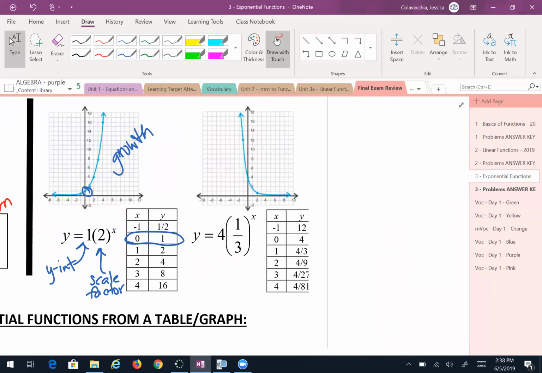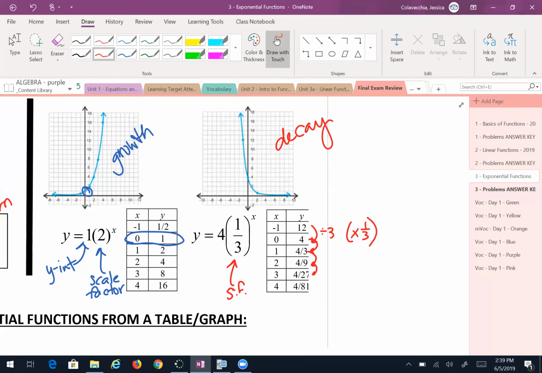The second one that we have here, y equals 4 times 1/3 to the x. Is this growth or decay? Decay. And what are our reasons for decay? Because the graph is going down. What else is happening? Yeah, our scale factor is less than 1. What's our pattern here? Are we getting bigger or smaller? Smaller. And what are we dividing by each time? How do we go from 12 to 4? Divide by 3. So it's either a division by 3, or you can think of that as multiplying by 1/3.